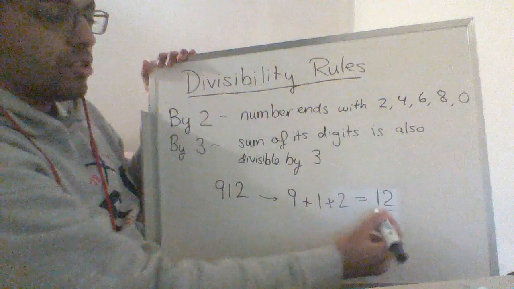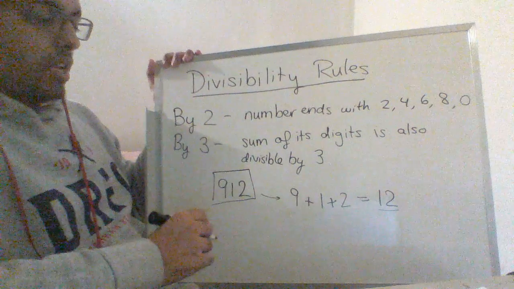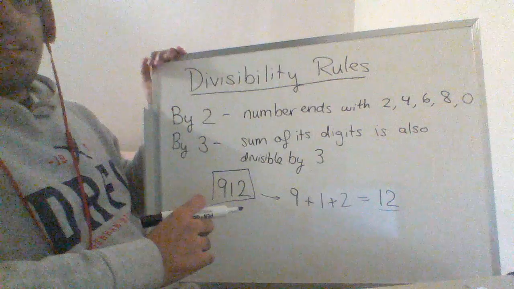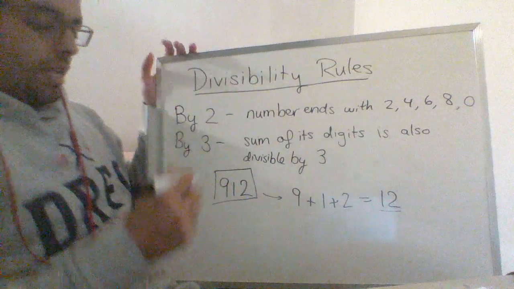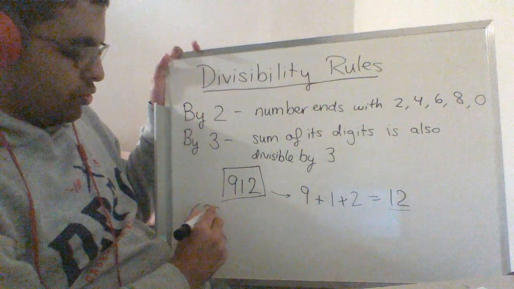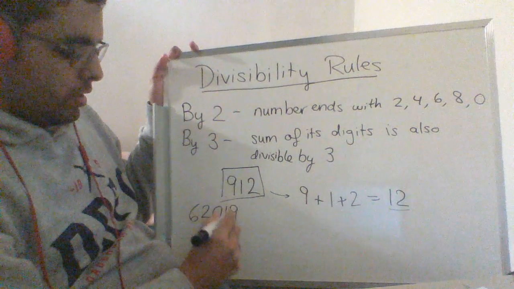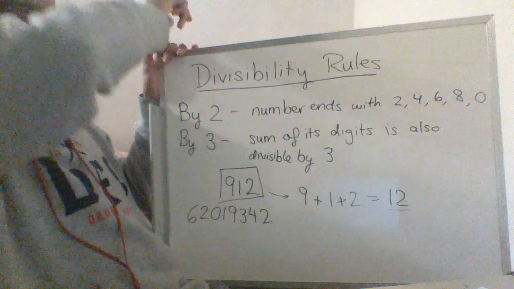Which means that since 12 is divisible by 3, this 912 is actually also divisible by 3. So I'll give you a slightly more complicated example. Let's say we've got 6, 2, 0, 1, 9, 3, 4, 2. Some really long number like this.